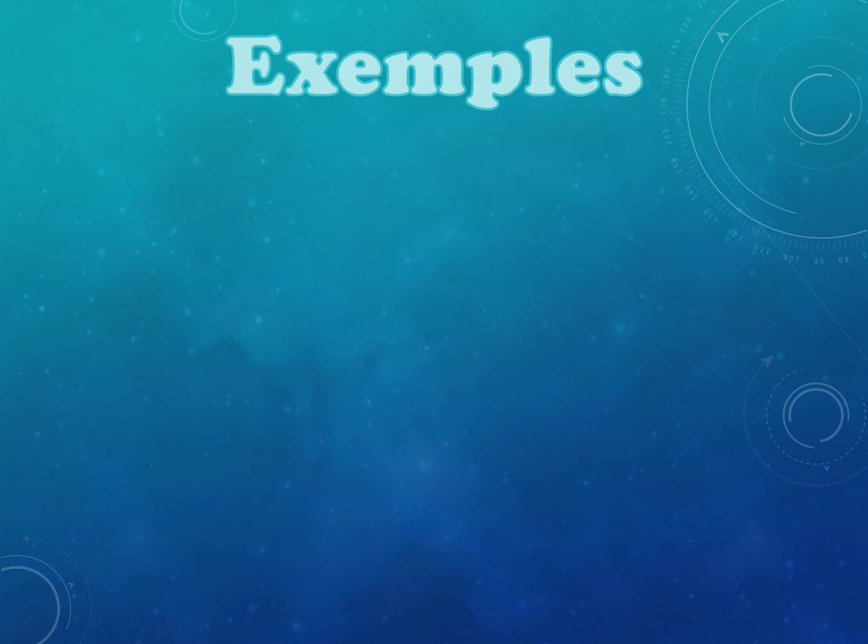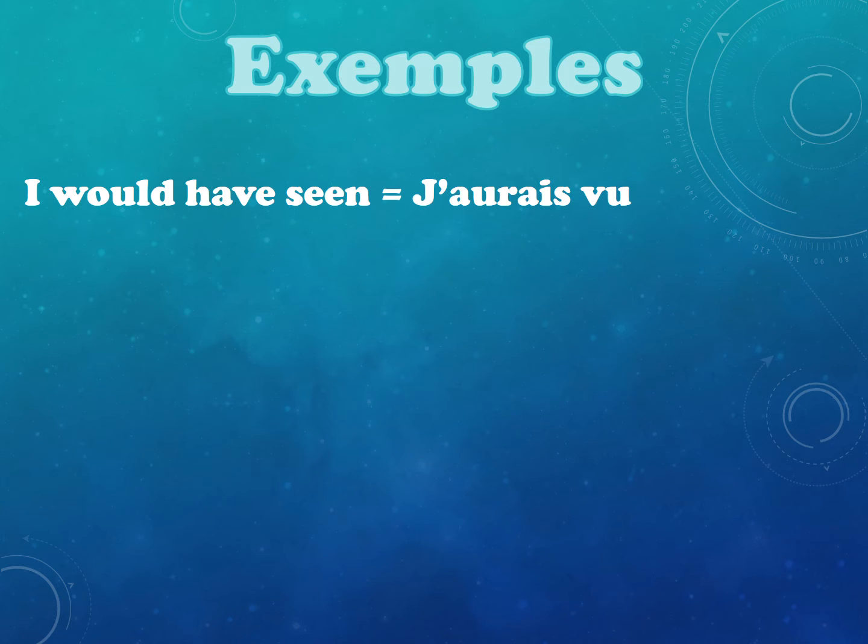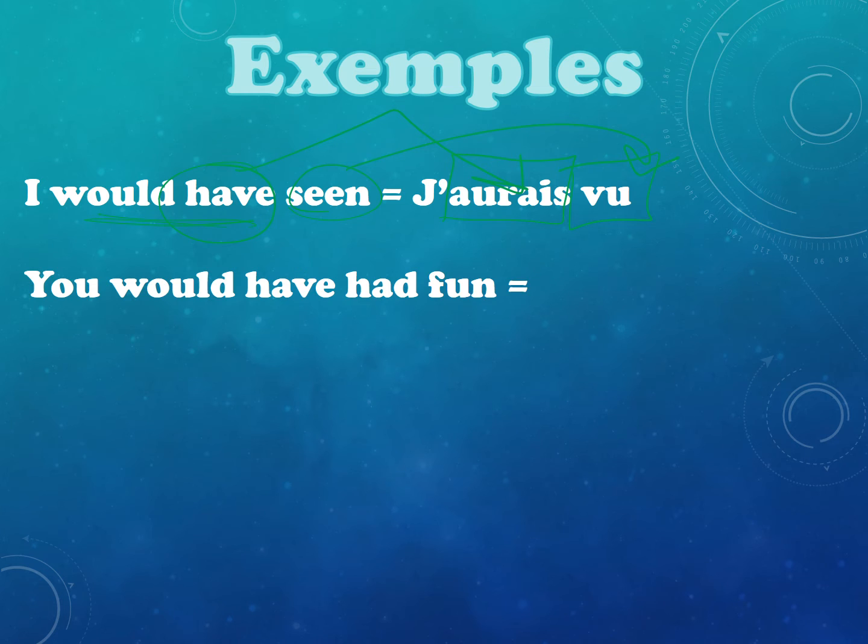So let's do some examples. I would have seen. J'aurais vu. So seen is the past participle, vu. Would have is the conditionnel. You're taking the verb to have and you're putting it in the conditionnel to say that something would have happened. You would have had fun.